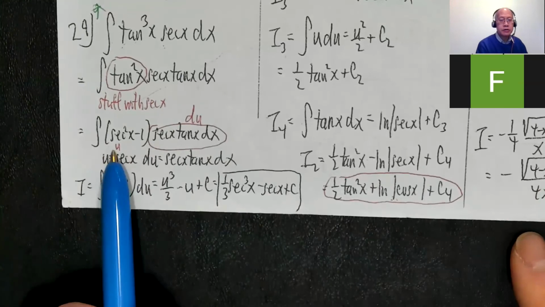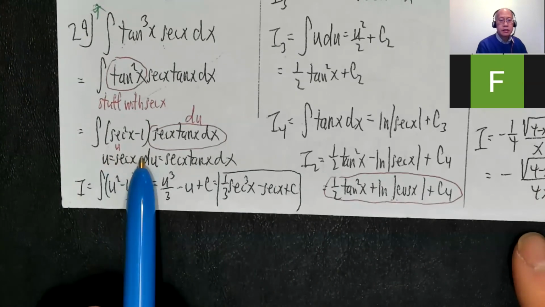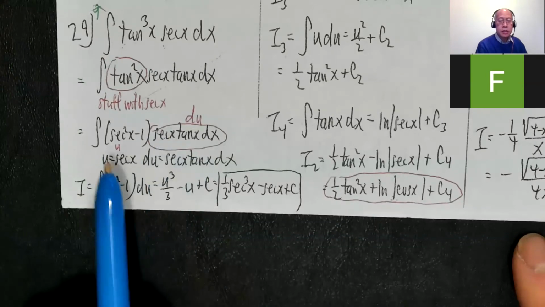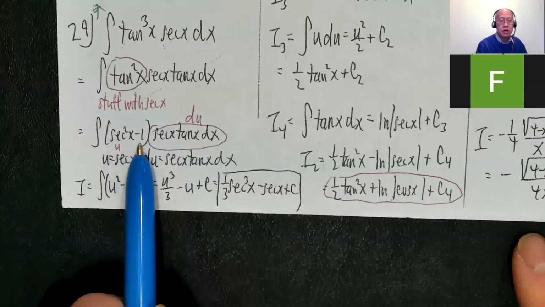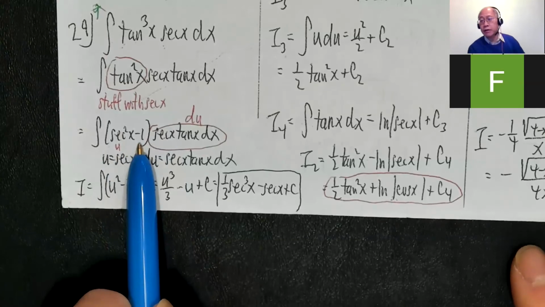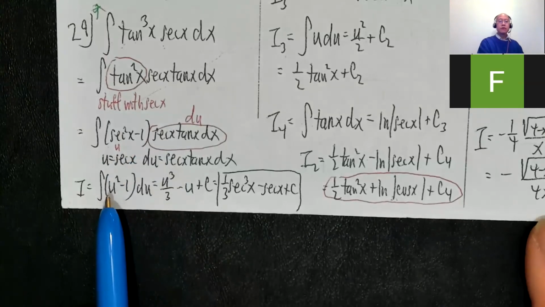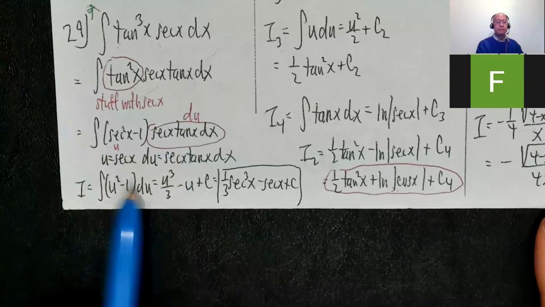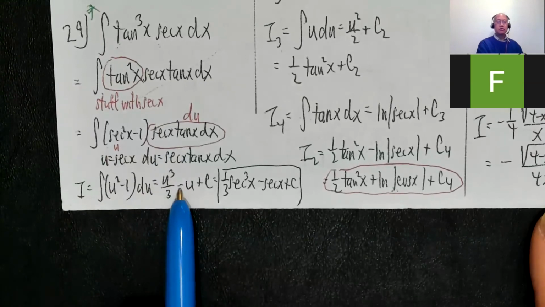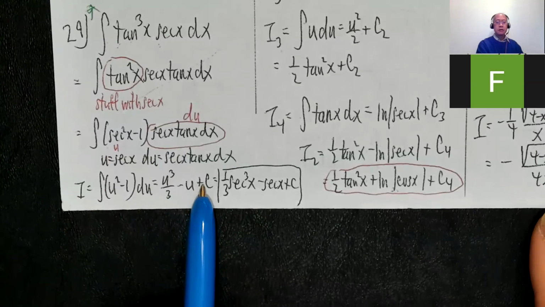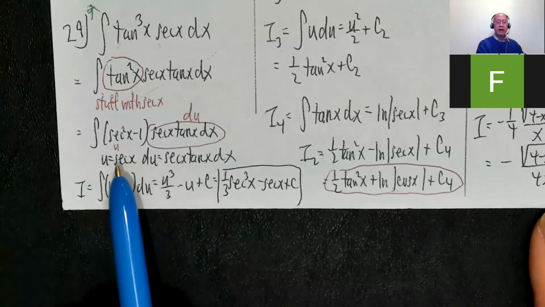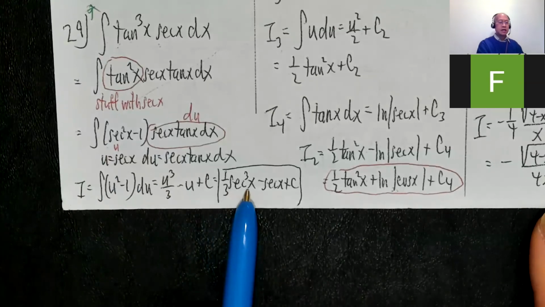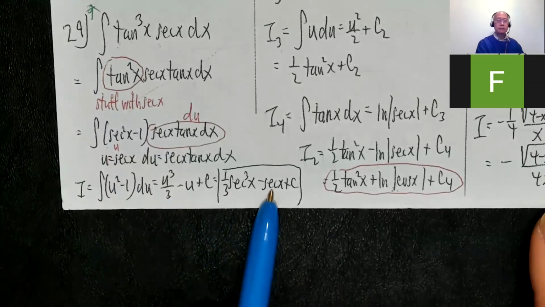Okay, so let u equal secant x, du equals secant x tangent x dx. So that's going to become du. This is going to become u squared minus 1. That's easy to integrate, right? u squared minus 1 du. u cubed over 3 minus u plus a constant. Change u back to secant. So I have 1/3 secant cubed x minus secant x plus a constant.